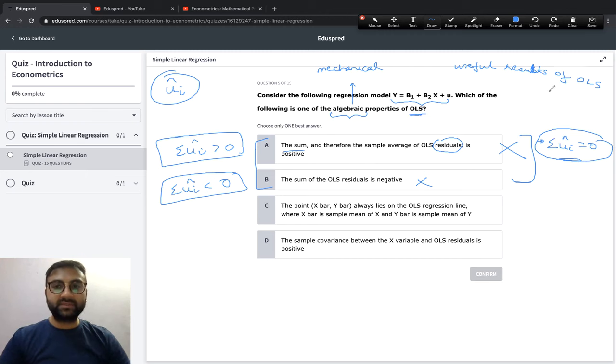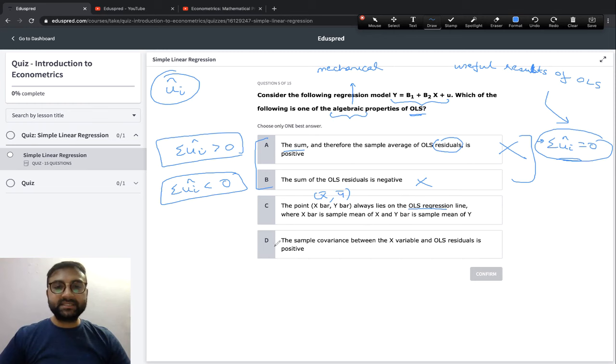This is one of the useful results of OLS. So the first two parts are false. Let's take a look at part C. In part C, it's written the point x bar comma y bar. So this point x bar comma y bar always lies on the OLS regression line, which can also be called the sample regression line or the line of best fit, where x bar is the sample mean of x and y bar is the sample mean of y.